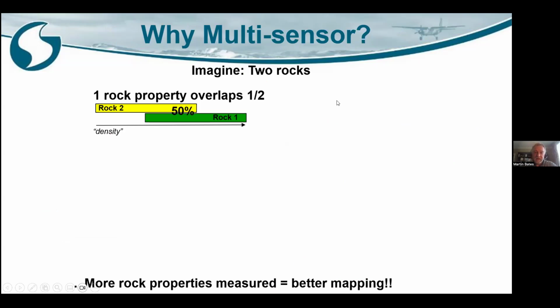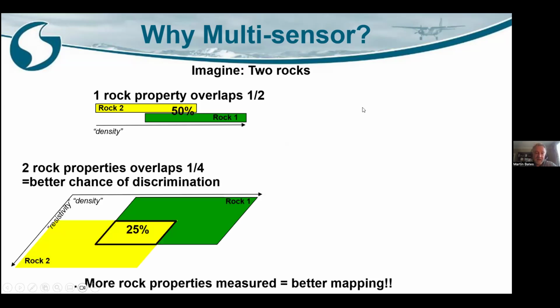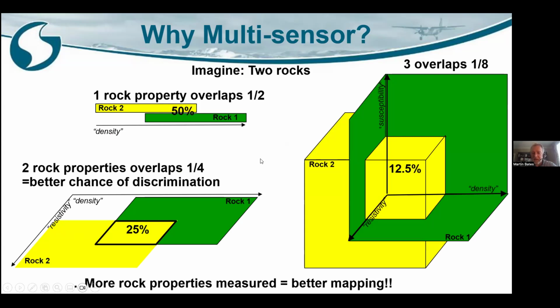So it's our whole idea of multiple sensitivities. You've got two things, you get overlap. Okay, density could be one or the other. Another opportunity, you've got something now. You've got resistivity and density, reducing the possibilities. Three, even fewer possibilities. You're cutting down on what it could be that you're looking at. So the more properties, the better.